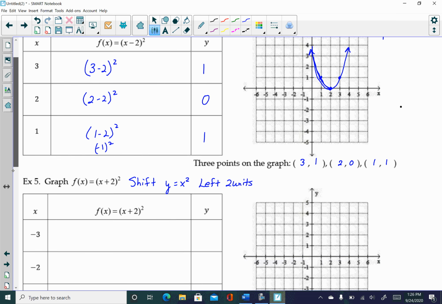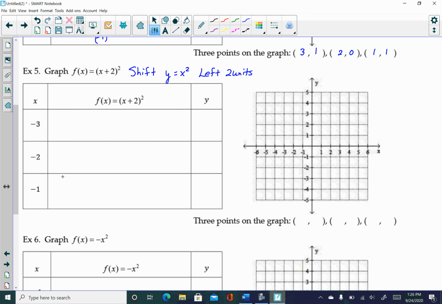Let's prove it to you. Okay, so I just chose a table here, chose some values. Let's plug these values in for x. Negative 3 plus 2, that's going to give me negative 1 squared, so that's positive 1. That's going to give me 0 squared. Negative 1 plus 2 will be positive 1 squared, that's 1. Now if we plot this, negative 3, 1, negative 2, 0, negative 1, 1.